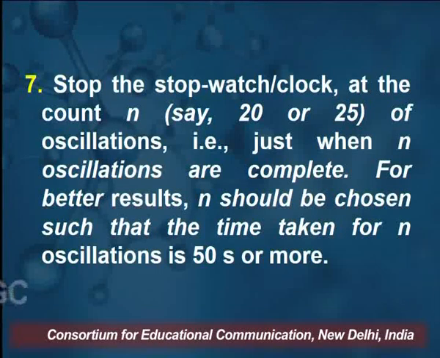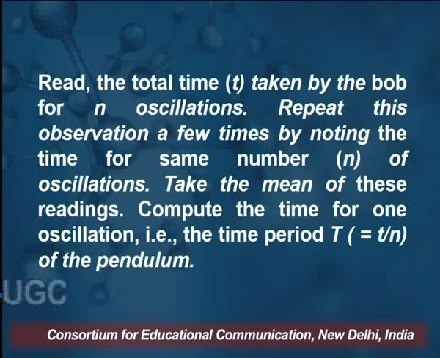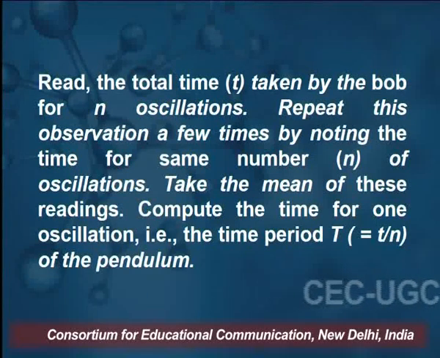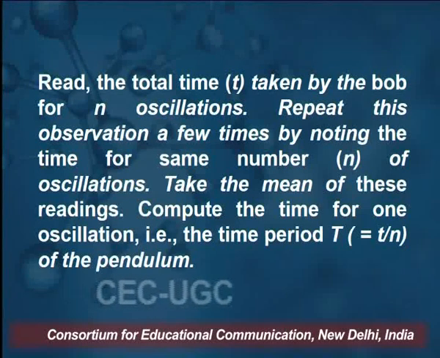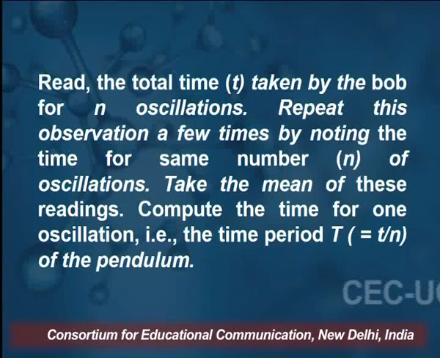For a better result, n should be chosen such that the time taken for the oscillations is 50 seconds or more. Now we take the reading, the total time taken by the bob to complete the n oscillations. It may be 20, it may be 40, we have to fix it. Repeat this observation a few times by noting the time for the same number n of oscillations. Again we do this experiment but the n number will be fixed.